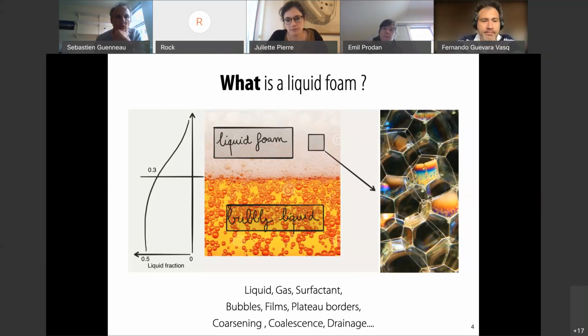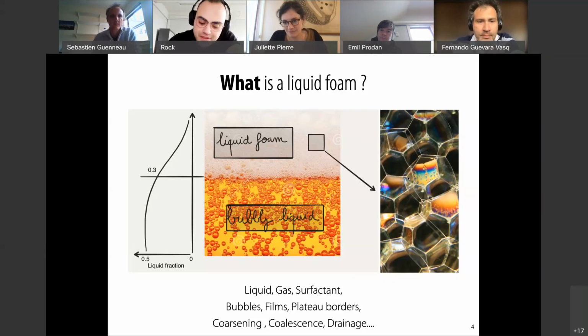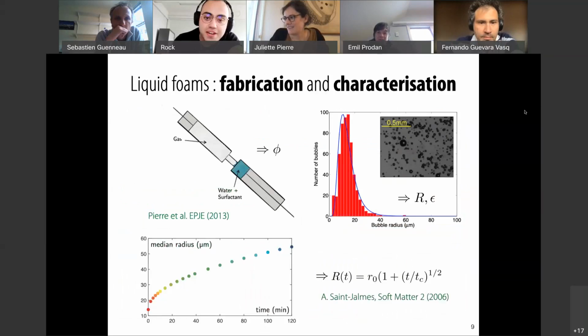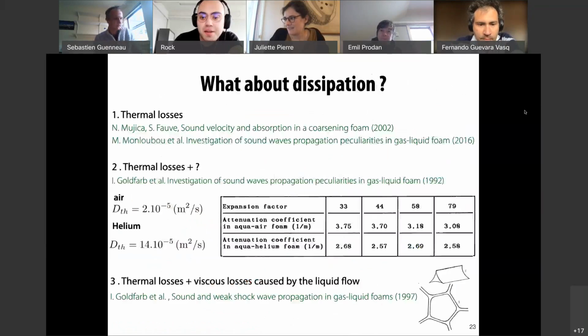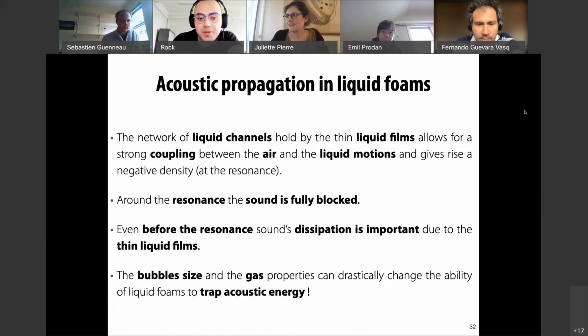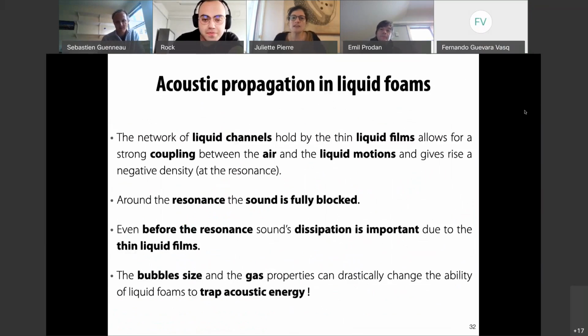I think that Rock wants to ask a question. Please come forward with your question, Rock. Hello. I just have a question about page 32, actually. You said trap acoustic energy. By trapping acoustic energy, are we talking about localizing the energy? Not localizing, but dissipated inside the whole structure. Okay, it's dissipated inside the whole structure, not inside the bubble. Okay.